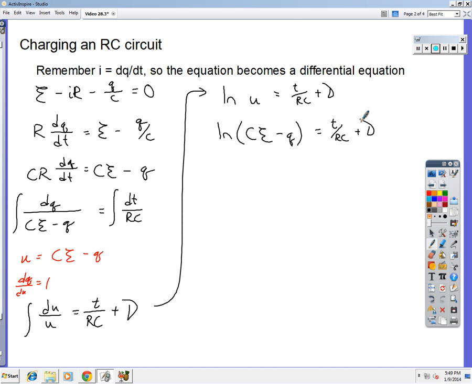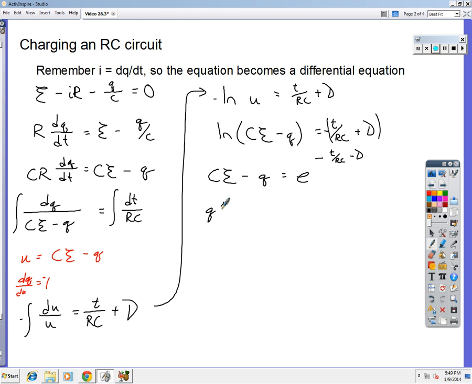We want to get rid of that natural log because we want q as a function of time. And so we have C EMF minus q equals, oh, hold on. I made a little bit of a mistake. dq du equals -1. So we end up with a negative sign on this, and we can bring that negative sign up here. So C EMF minus Q equals e to the negative t over RC minus d.